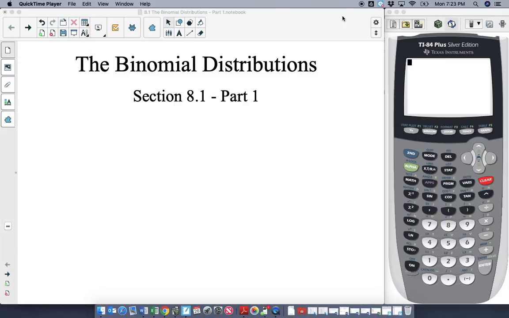All right, AP Stat kiddos. This is binomial distributions, section 8.1, part 1. You guys need to get out your paper for notes. You also will need your calculator, and you should have done activity 8A for homework, so get that out as well.